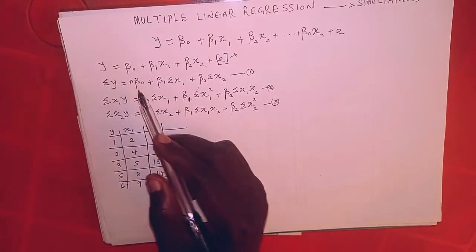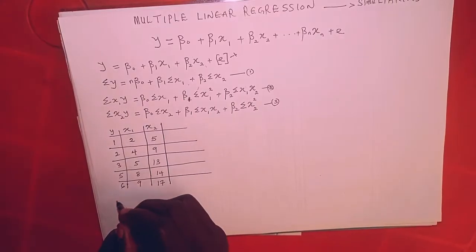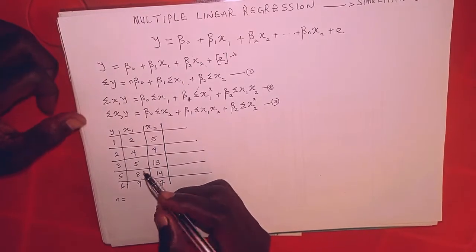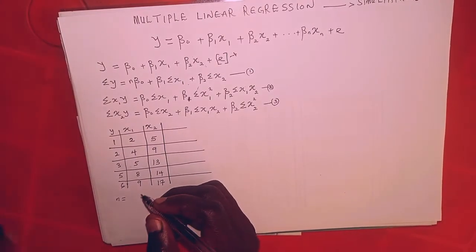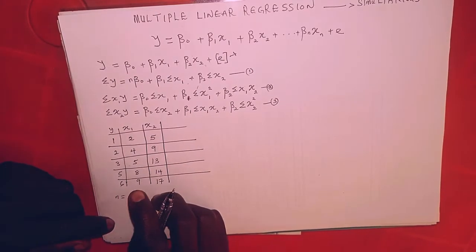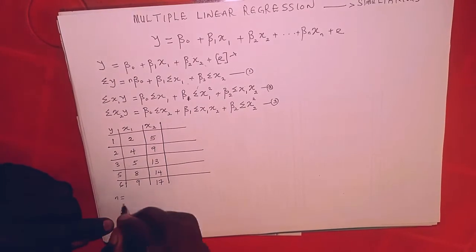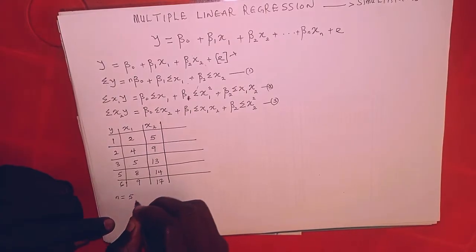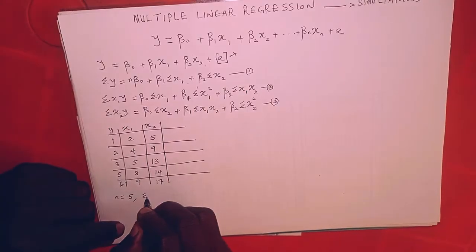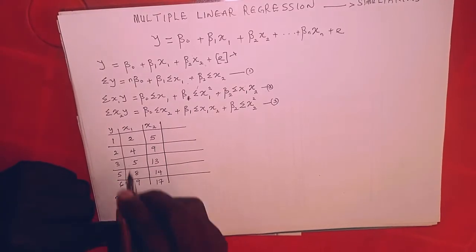The first one here, we have n. N is the number of observations, and in all of these, our n we have 1, 2, 3, 4, 5. So which means each variable contains 5 rows. So we have 5, comma, then summation y. We'll be needing summation y from here.